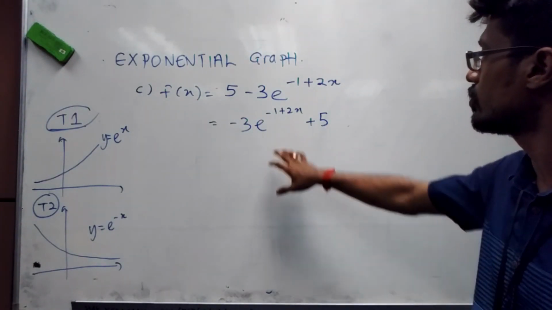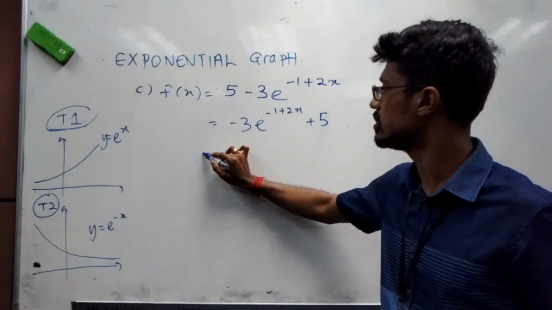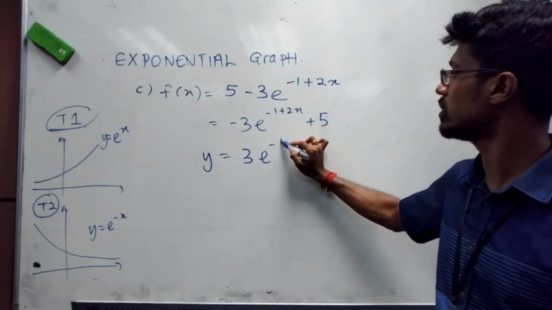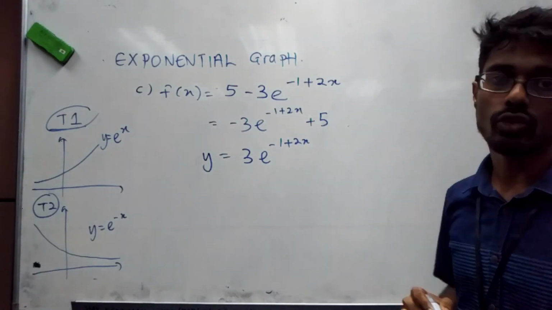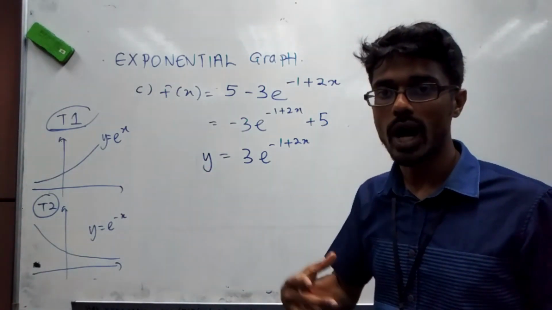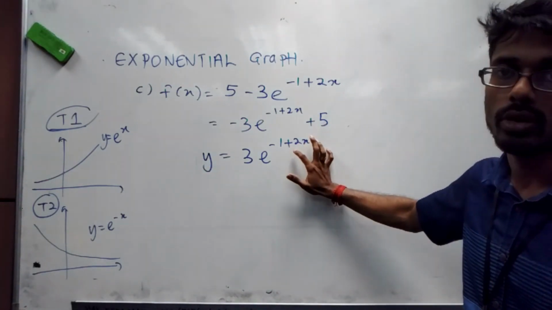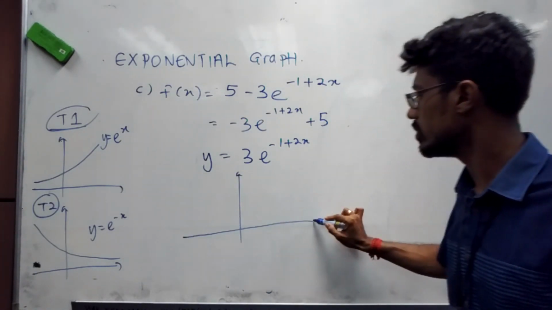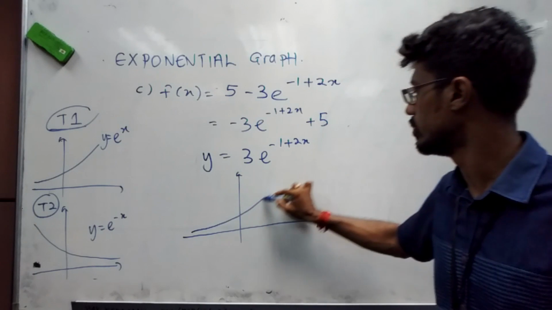So here, the graph that I'm going to consider drawing first is y equals 3e^(-1+2x). From here, I believe you know we are going for type 1. Why? Because the x is positive. So I'm going to draw the type 1 shape first. This is how it's going to be.